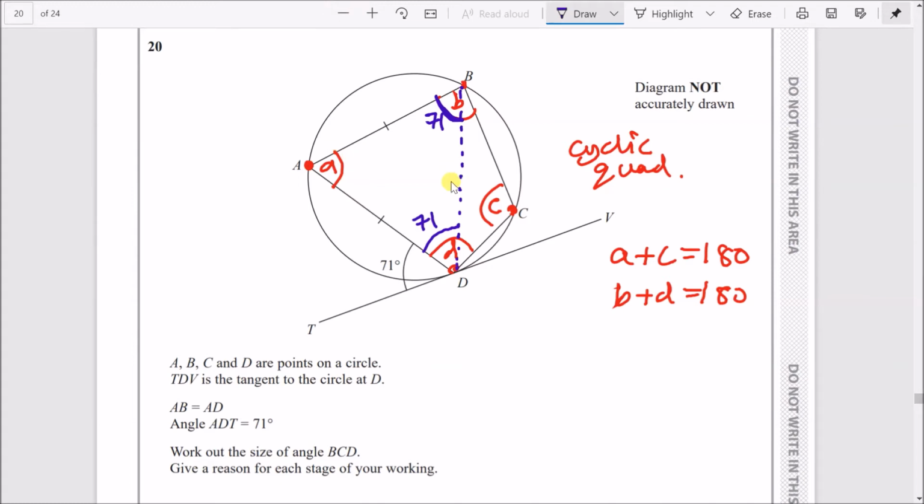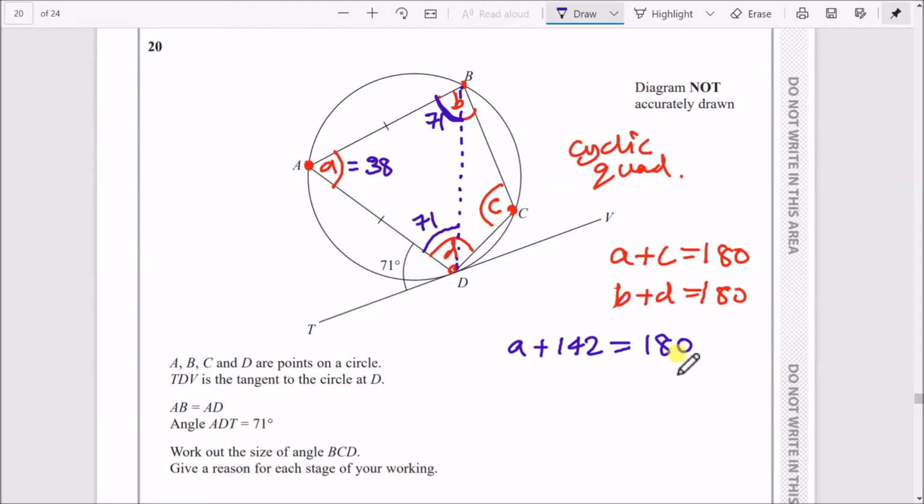And we know that all angles in a triangle always add up to 180. So we basically have A plus 71 plus 71 gives us 142, and it's supposed to equal 180. This means if you minus 142 across, this angle A is now going to equal 38 degrees.